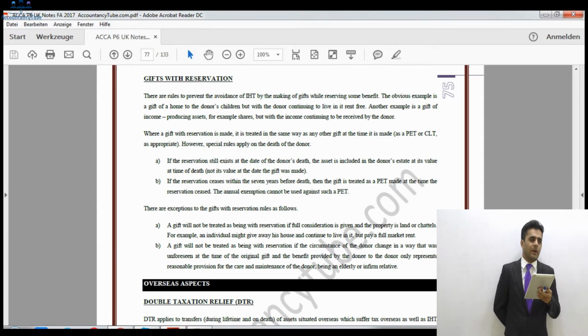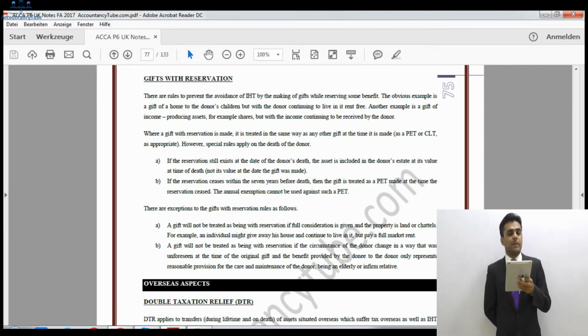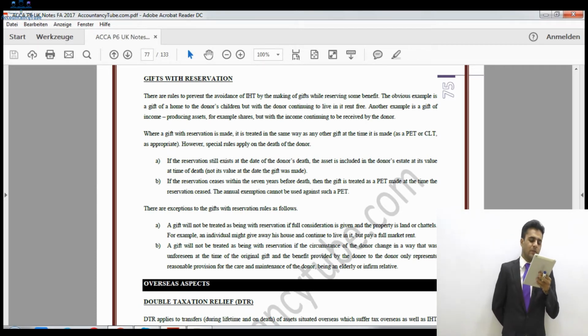So if I cease taking the benefits within 7 years of death, then in that case the gift is treated as a PET, made at the time the reservation ceased. So at the time when I left that house, that would be the time of the gift. The annual exemption cannot be used against such a PET. That will be considered a PET, but the annual exemption of £3,000 cannot be used against that potentially exempt transfer.